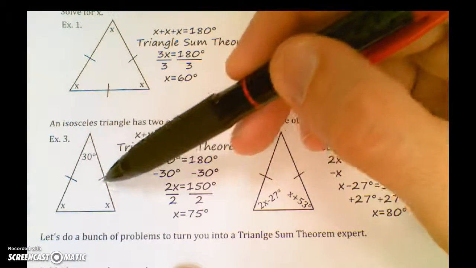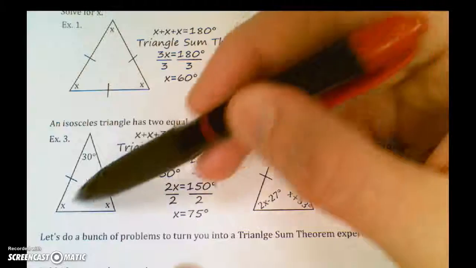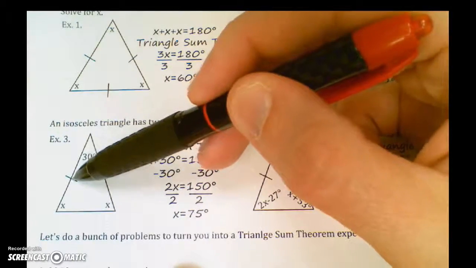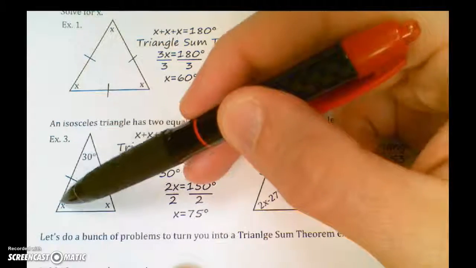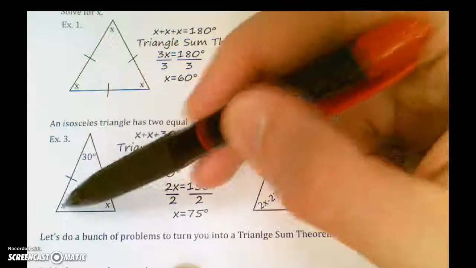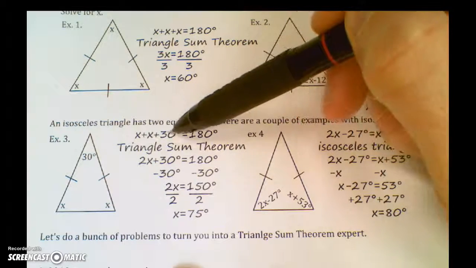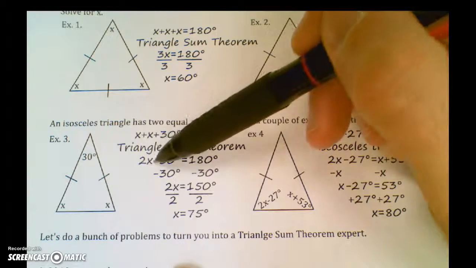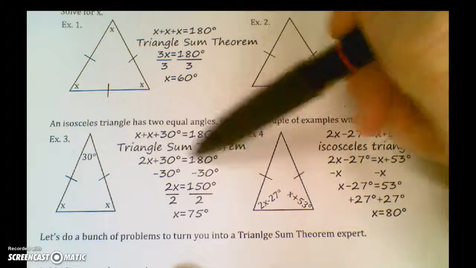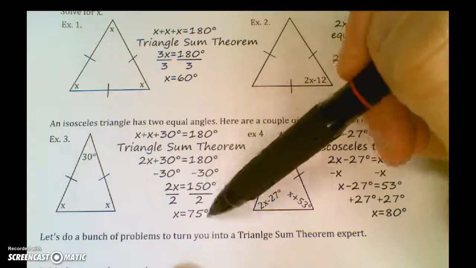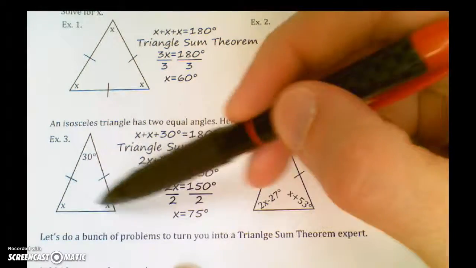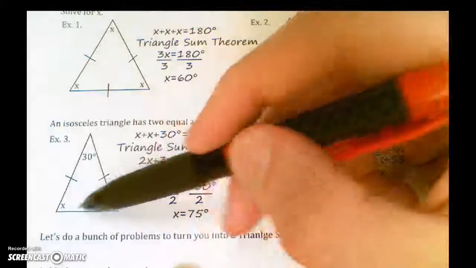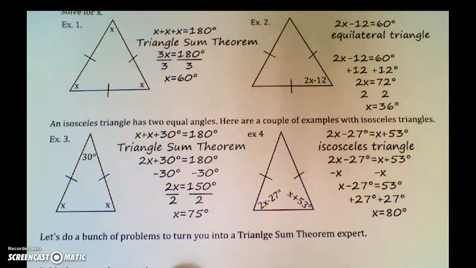With the tick marks, the sides and the angles that are opposite of each other that are congruent are also congruent. So this side is congruent to this side, so that means that these two angles have to be congruent. So I could write this as 2x plus 30 equals 180, using the triangle sum theorem. You simplify, subtract 30, and then divide by 2. So then each of these angles has to be 75. So for an isosceles triangle, two angles have to be the same, just like two sides are the same.